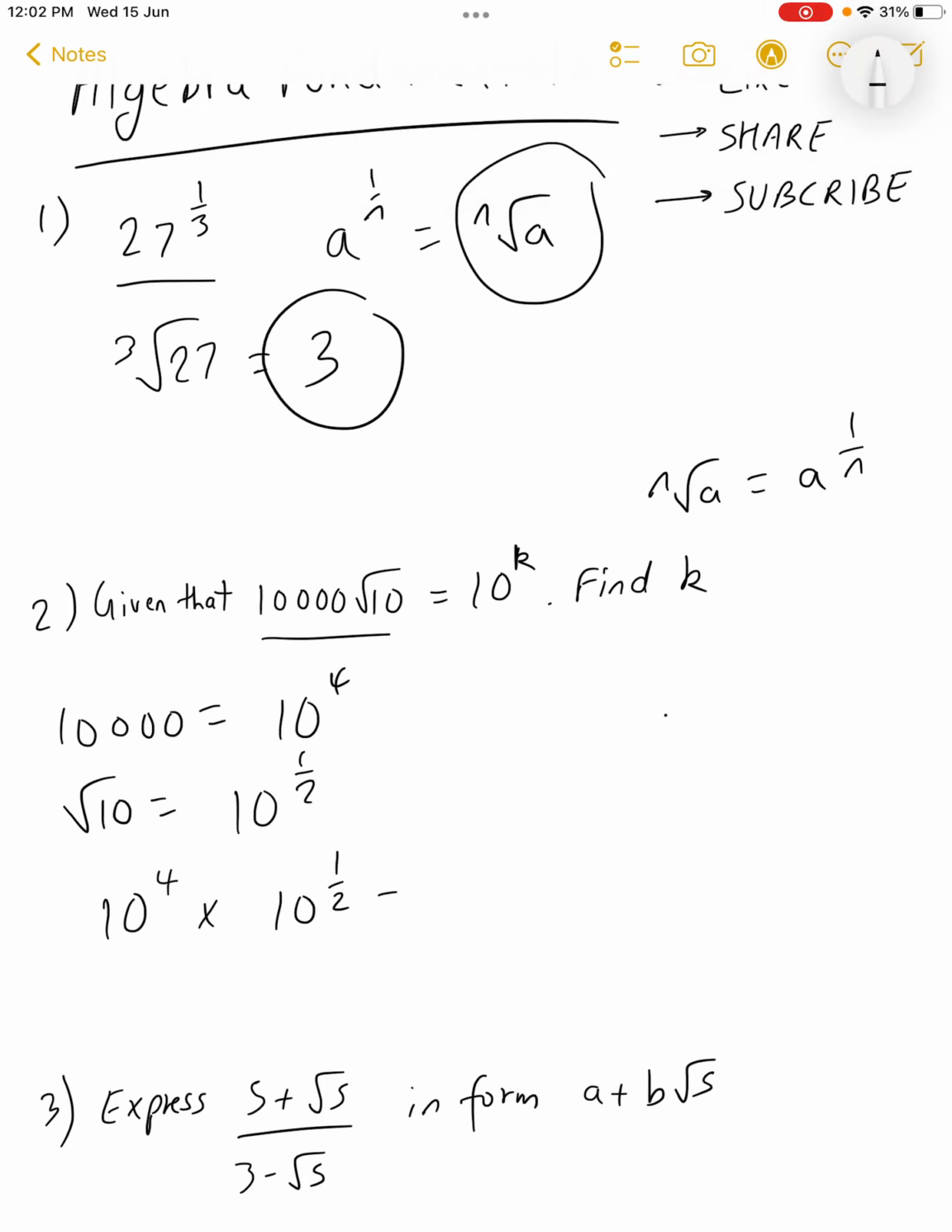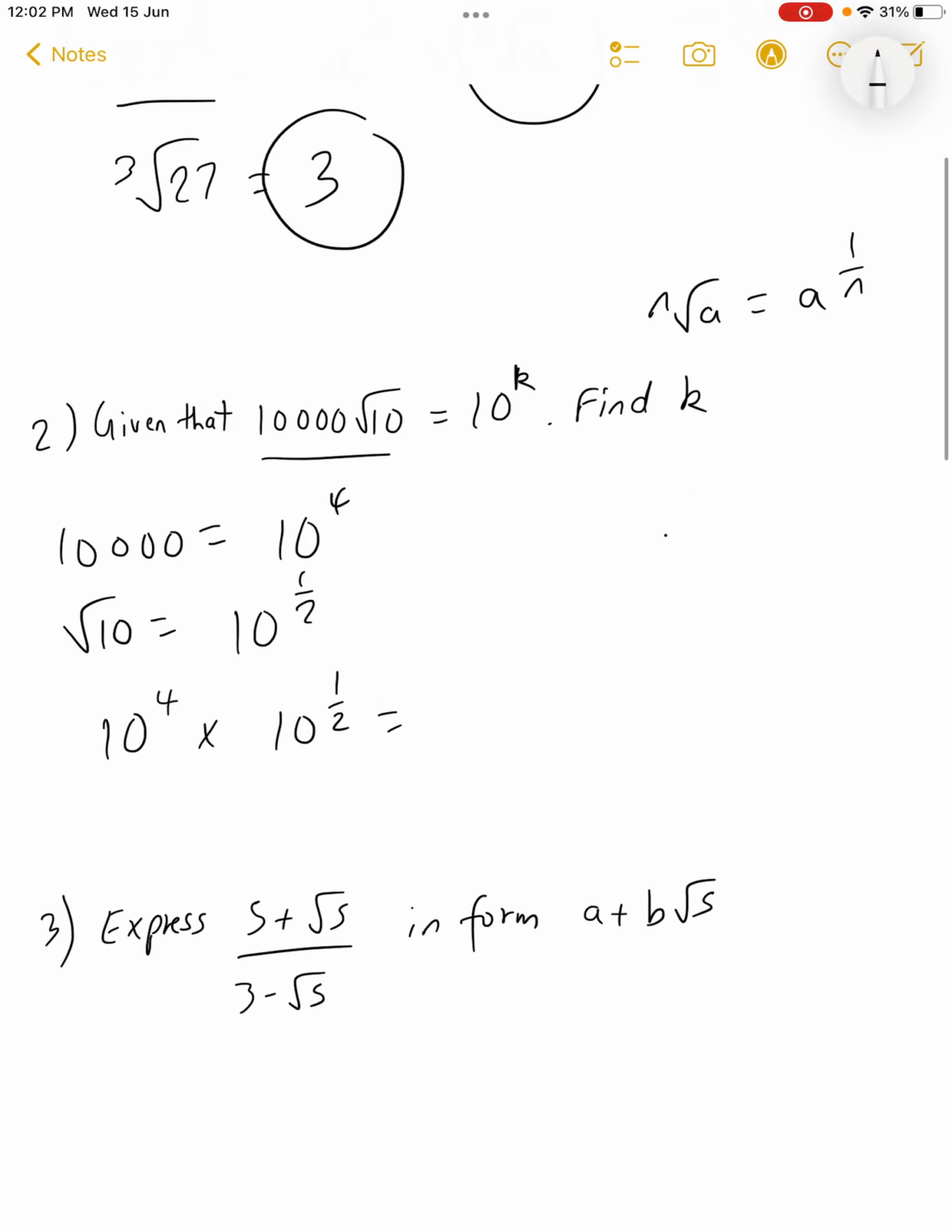Now you put the equal sign. You're just going to follow the simple laws of indices. That's 10 raised to the power 4 plus half. That's equal to 10 raised to 4 plus half. That should give you 9 by 2.